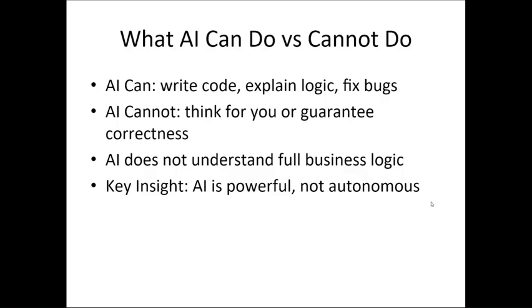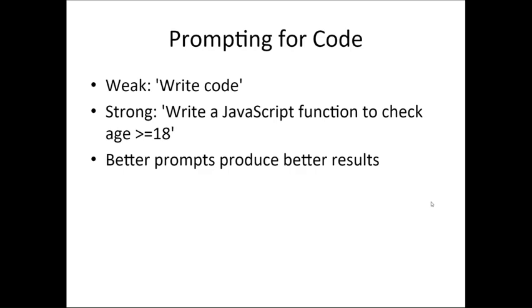In prompting for code, you must avoid weak prompts that are too generic and have no context. They won't give you the best result. You have to use a strong prompt that is very specific, provides proper context, gives the AI the input, and also tells the AI the expected output.